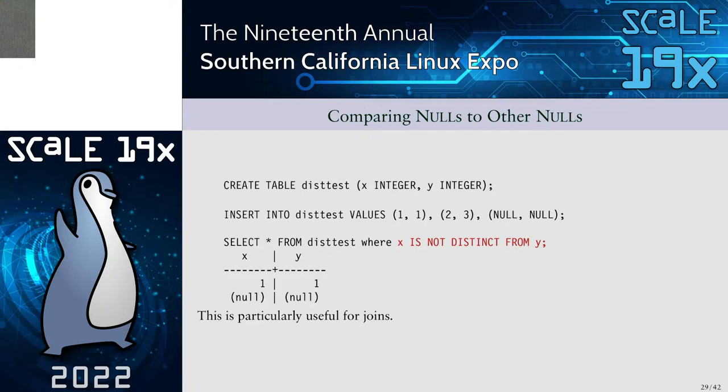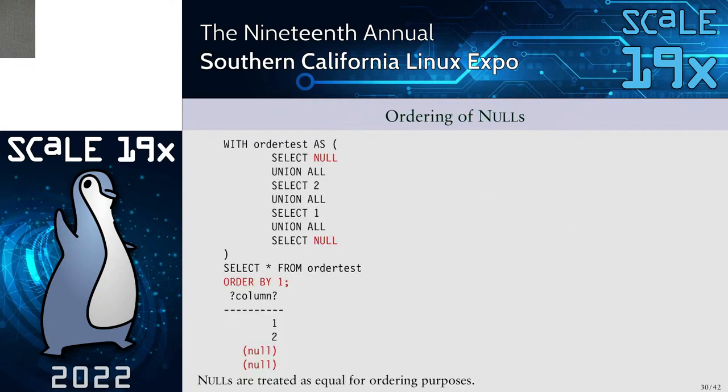Here's another example. This is kind of interesting, where we actually compare the first column to the second column. So we have 1 and 1, 2 and 3, and null and null, and we say select star from this where x is not distinct from y. Remember, a null is not distinct from another null, right? So we actually get this row and that row because they're both not distinct from each other. This is really useful for joins. If you're joining and you want to join two null columns that match, this is gold, right?